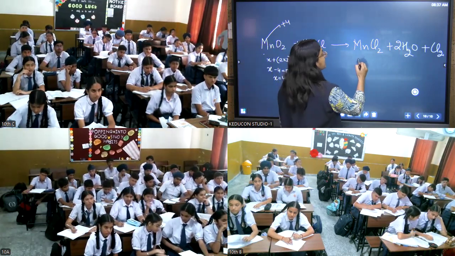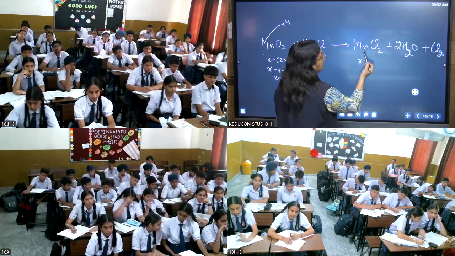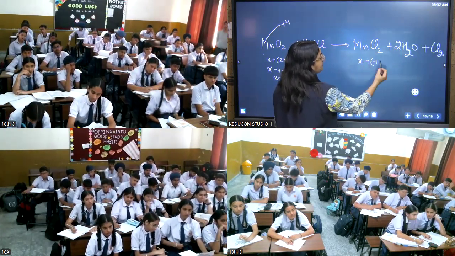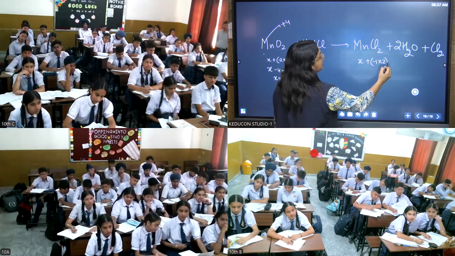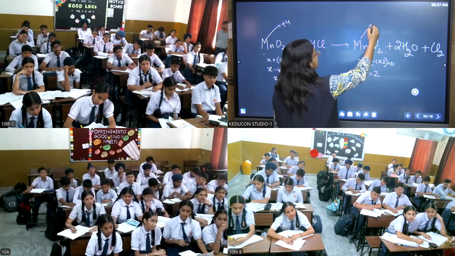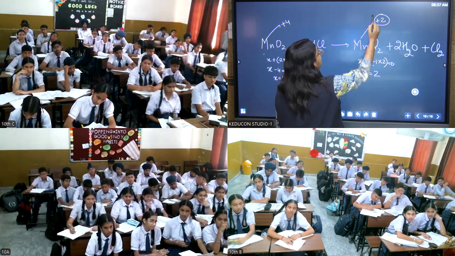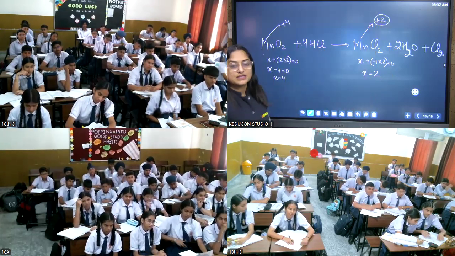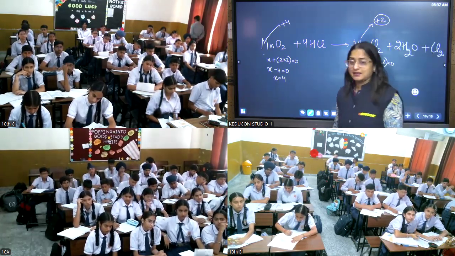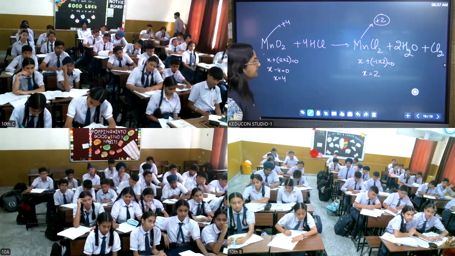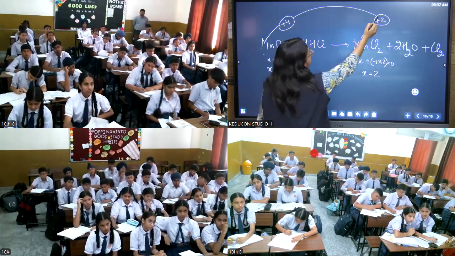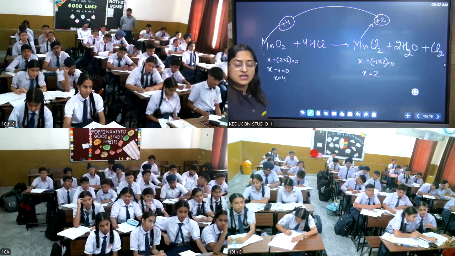MnCl2 का oxidation state calculate करने के लिए put X for Mn, -1 for chlorine and you have 2 atoms of chlorine. So this gives you X is equal to 2. That means oxidation state of manganese in MnCl2 is +2 and oxidation state of manganese in MnO2 is 4. Right? So change of oxidation state from +4 to +2. Is it oxidation or reduction?